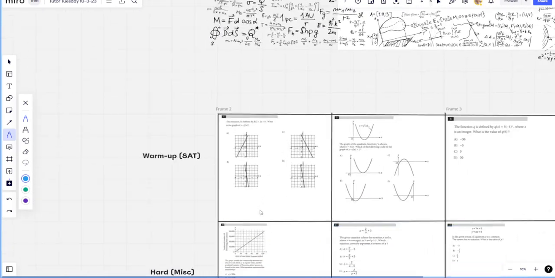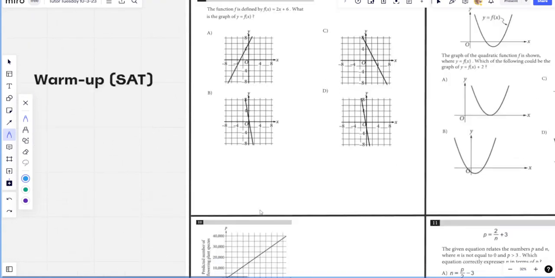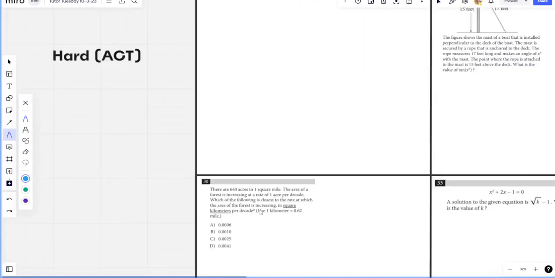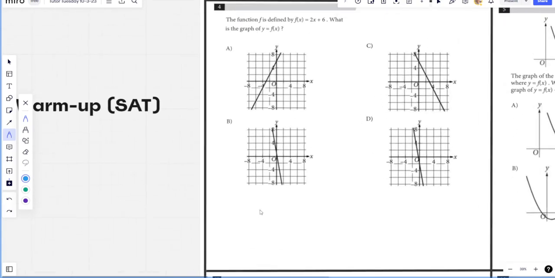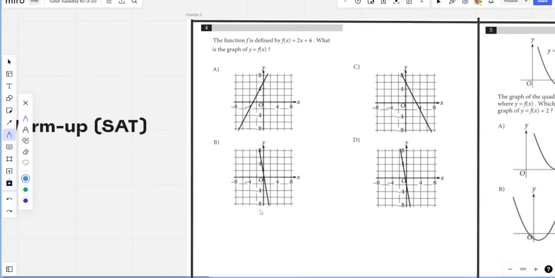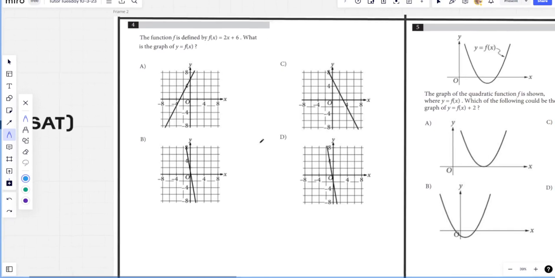This session, like I mentioned, it's only SAT questions. It's going to start off easy, progressively get harder, so it'll ramp up over time. Let's go ahead and get started.